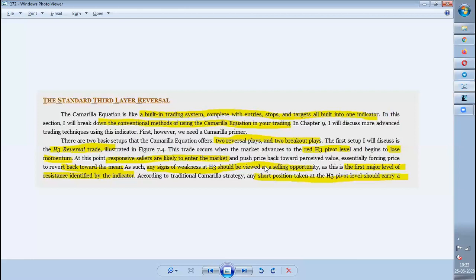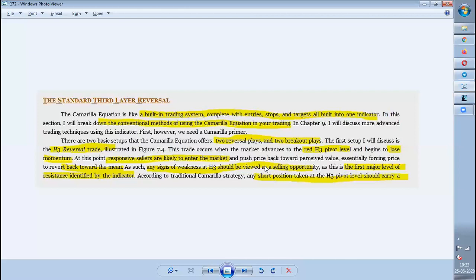reversal. So what Pivot Boss is trying to explain in this concept is that in the Camarilla equation H3, H4, H5, L3, L4, L5, this complete indicator is giving you the trade setup with entry, stop loss, and target. So how it is giving an entry, how it is giving a stop loss, and how it is giving a target, all these things will be covered in this concept.